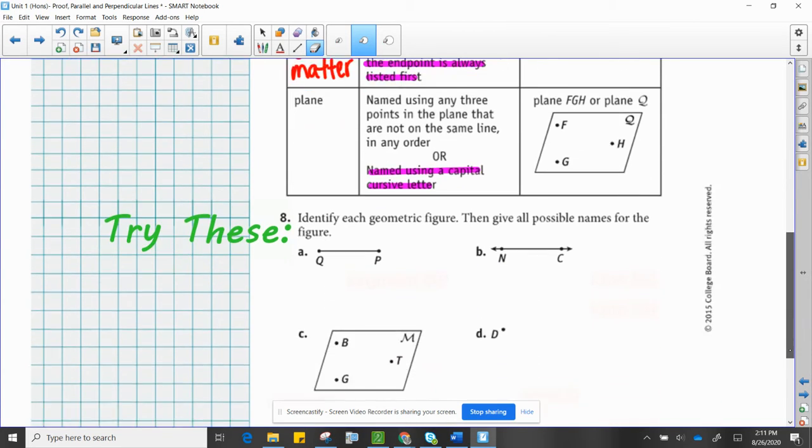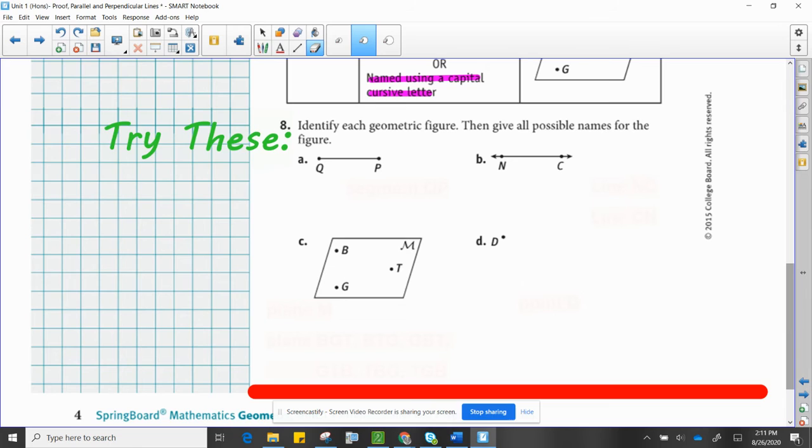What I'm going to have you do then is try number 8. You're going to identify each geometric figure and give all possible names. That means list every possible thing you can call it for each figure. I'm going to give you a minute. We're going to pause the video here, and you're going to try this.